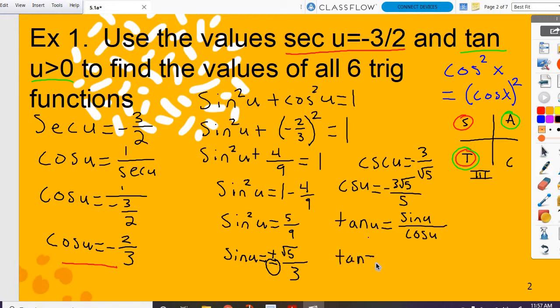So I'm just going to plug in. We found that sine is negative square root of 5 over 3, and cosine was negative 2/3. Okay, so we have a negative divided by a negative, which is going to give us a positive, which is what we should get because our directions tell us that it's going to be positive.